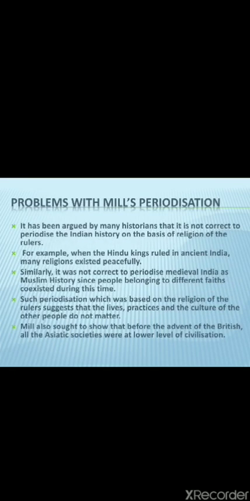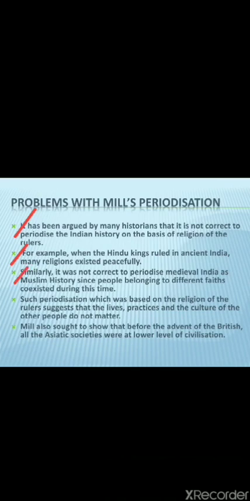Now there were some problems with James Mill's periodization. Let us study what those were. It has been argued by many historians that it is not correct to periodize Indian history on the basis of the religion of the rulers. For example, when the Hindu kings ruled in ancient India, many religions existed peacefully.